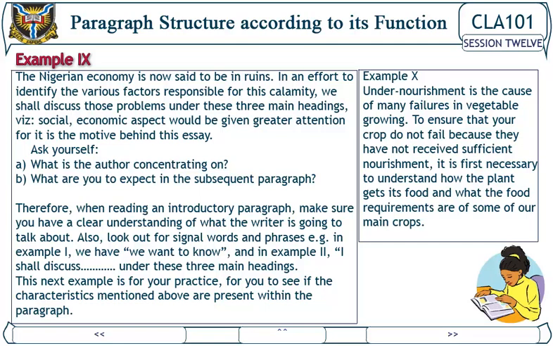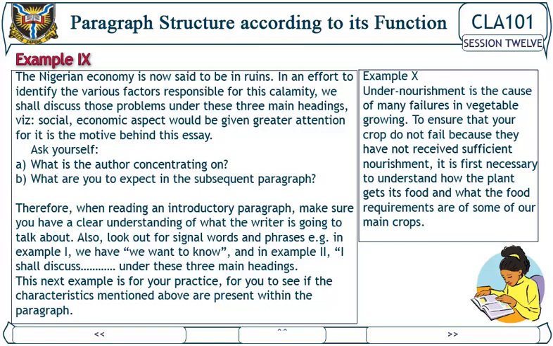In example 1, we have "we want to know," and in example 2, "I shall discuss," under these three main headings. This next example is for your practice, for you to see if the characteristics mentioned above are present within the paragraph.